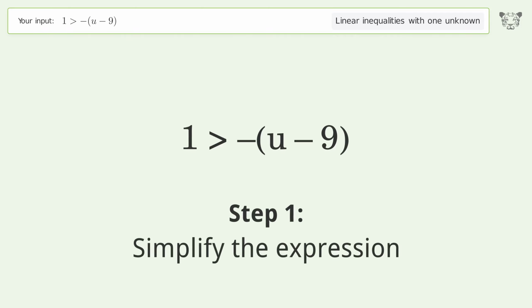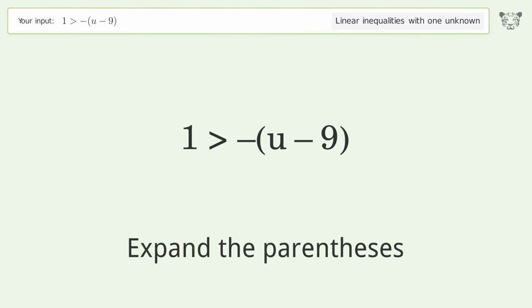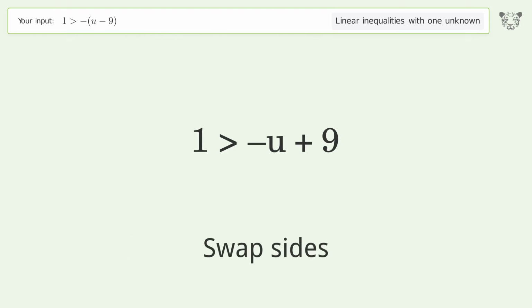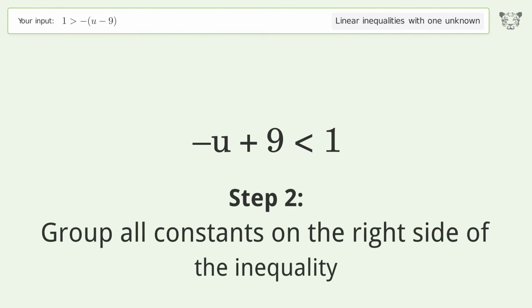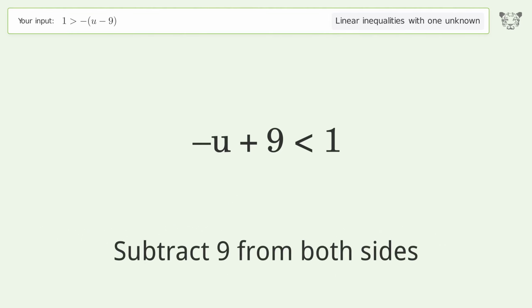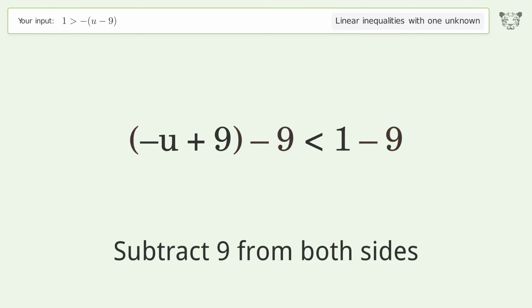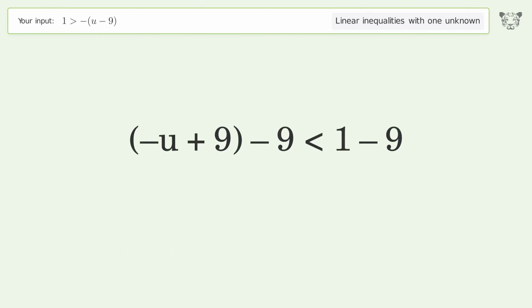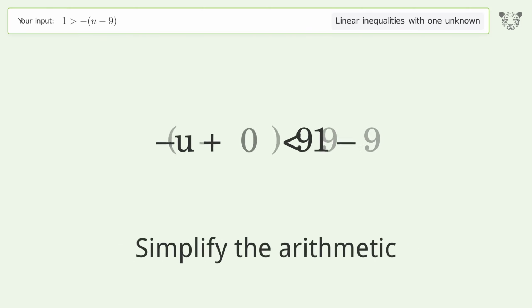Simplify the expression. Expand the parentheses. Swap sides. Group all constants on the right side of the inequality. Subtract 9 from both sides. Simplify the arithmetic.